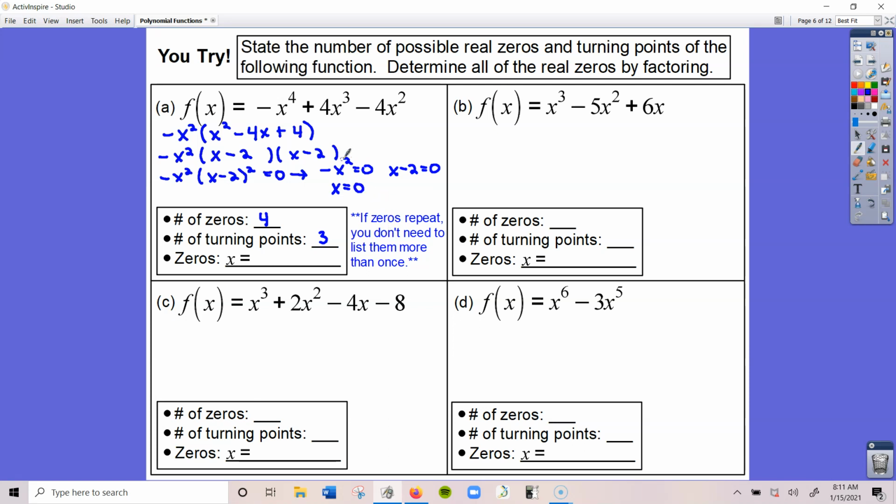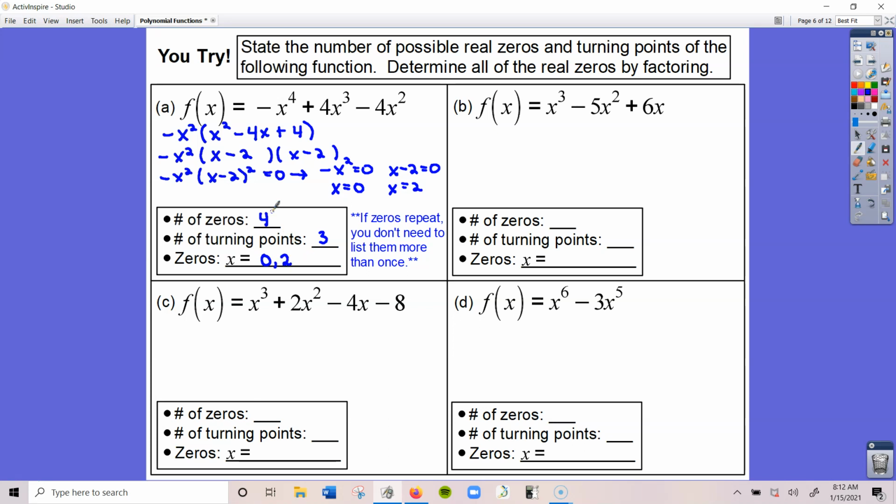If you ever have a term where it's just x or x squared or negative x squared or negative x to the fifth or x to the seventh, whatever, there is nothing added or subtracted to it, that means that x is just going to equal 0. In this case here, we would have to add the 2, so x would equal 2. So we have two x-intercepts at 0 and 2.